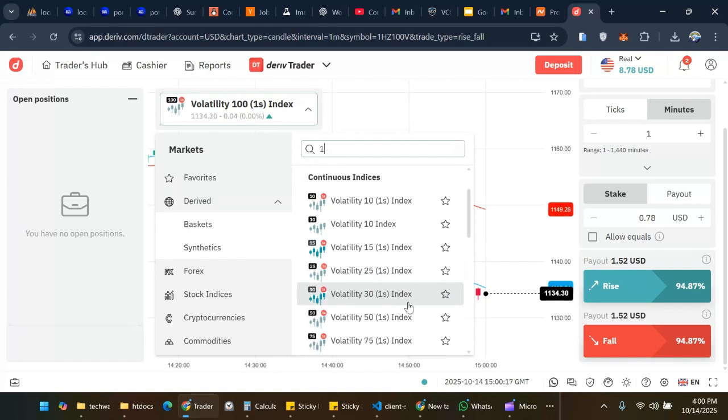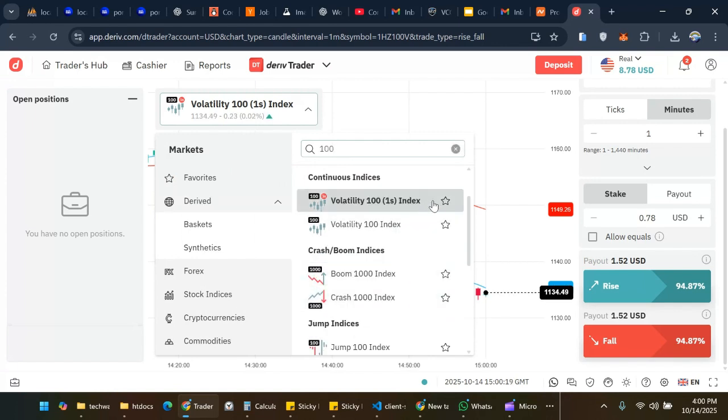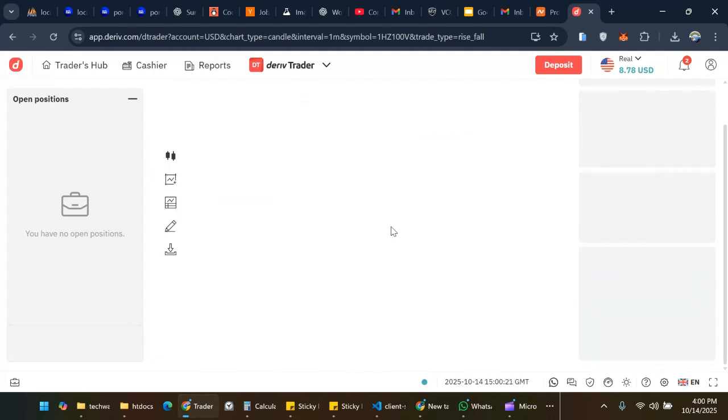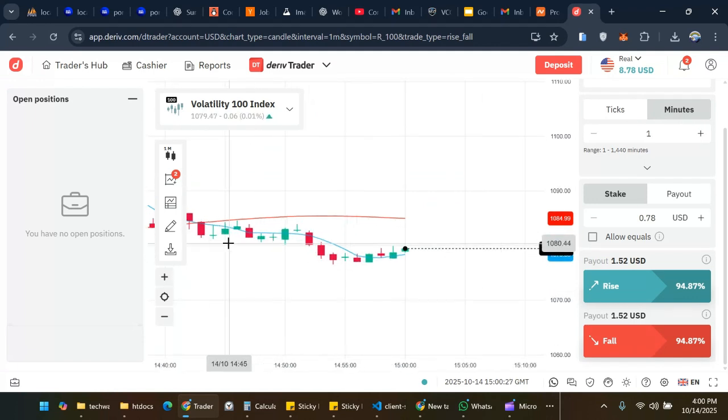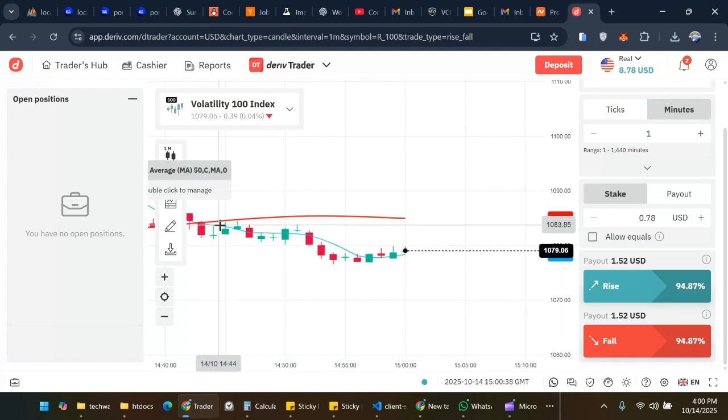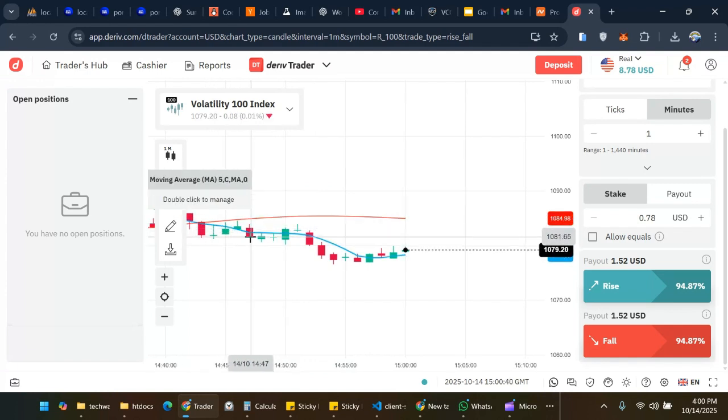So let's see another. This is volatility 1s. I've tested this one on volatility 1s. Let's see on volatility 100 and see. Okay, now look at this. Here it's coming down, comes down here. Now look at it here. It crosses here, this one here.